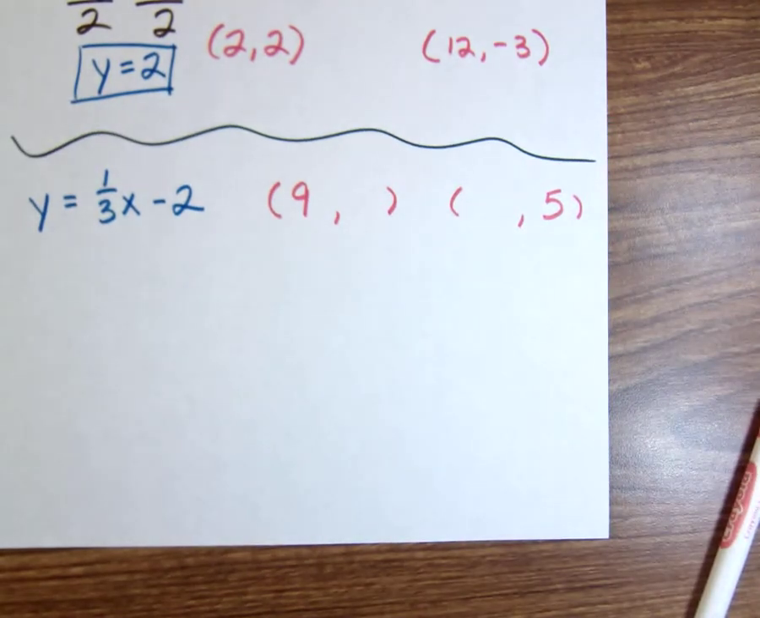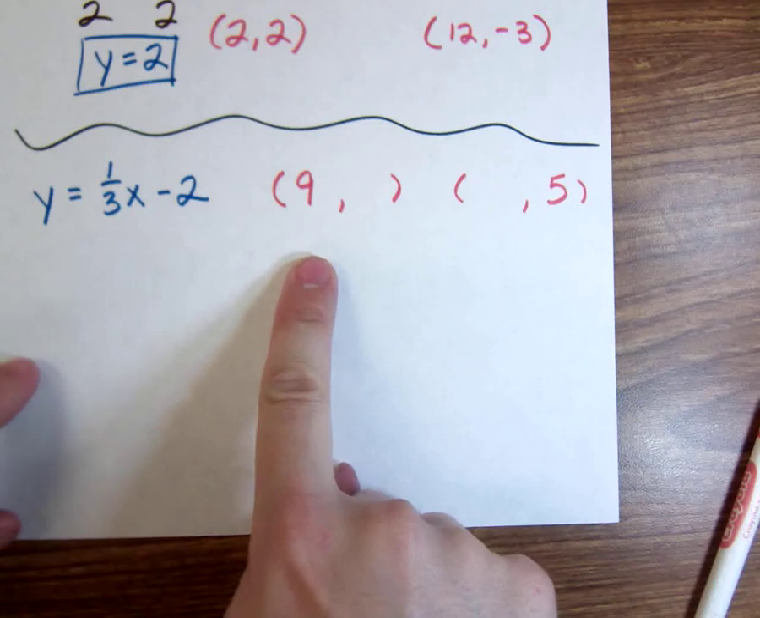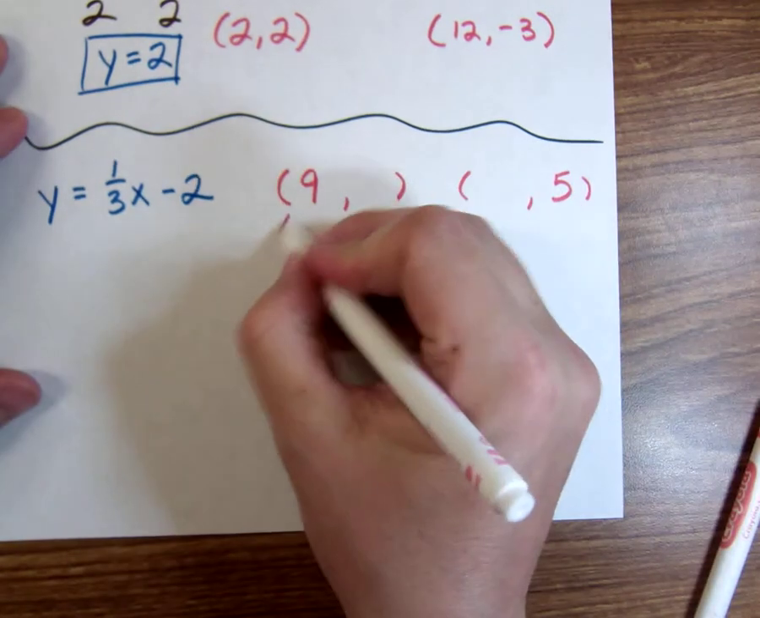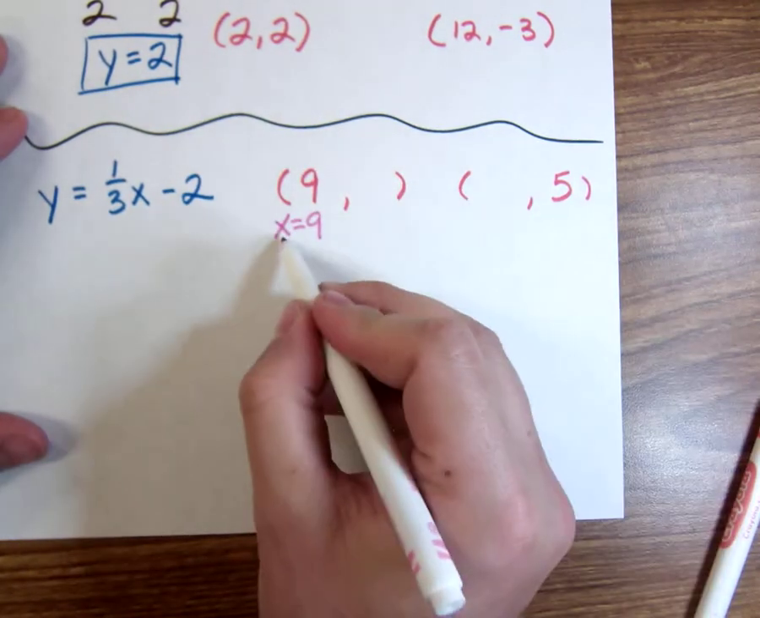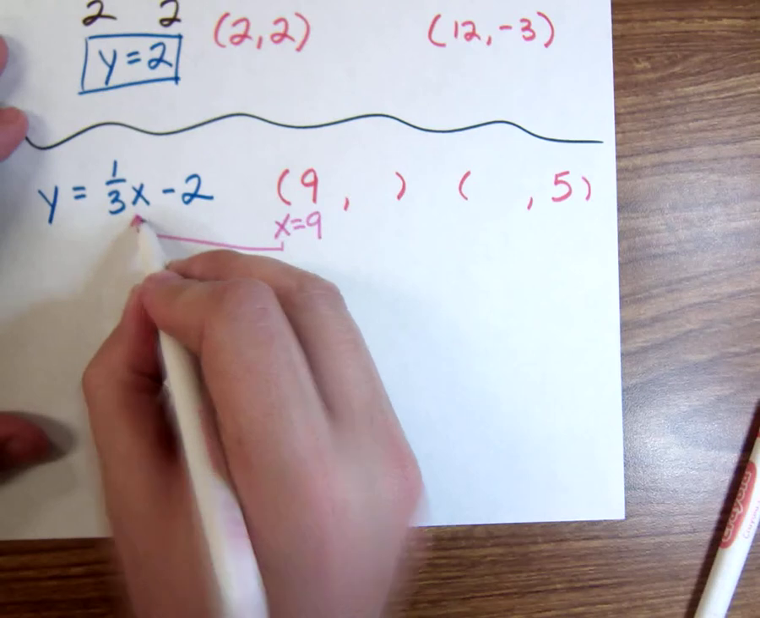I can make up one of the 2 coordinates, then I have to actually solve for the other one. So let's do the 9 first. This is an x of 9. So that means I'm going to come over here and replace that x with 9.